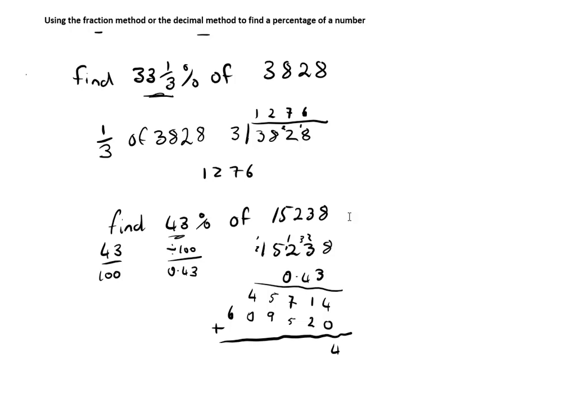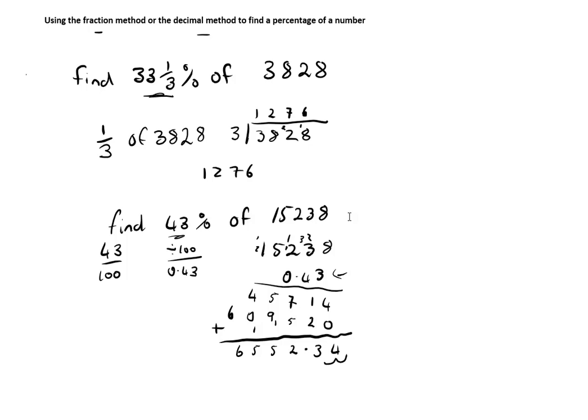0 and 4 is 4, 2 and 1 is 3, 5 and 7 is 12, put down your 2, carry 1, that's 10, that's 15, put down your 5, carry 1, that's 5, that's 6, and now we need to place the decimal point. So go back to the sum, and how many numbers are after the decimal point in the sum? Two, so come in 1 and 2 spaces, and our answer is 6,552.34.